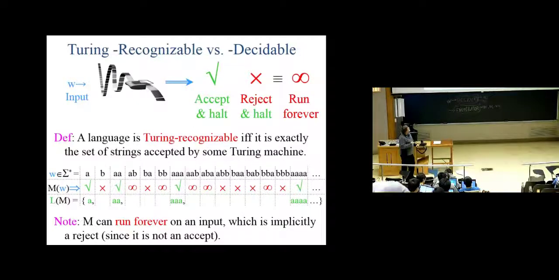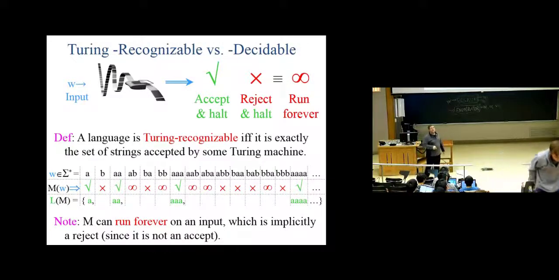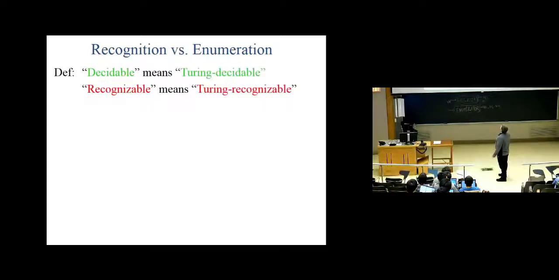Because the definitions seem innocent enough. There's only a couple of them. The only difference is you're allowed to run forever, and that's equivalent to rejecting. So what can be such a big deal about that? You'll see in a minute what a big difference that makes, actually. All right, so again, I remind you that decidable means Turing decidable, recognizable means Turing recognizable.